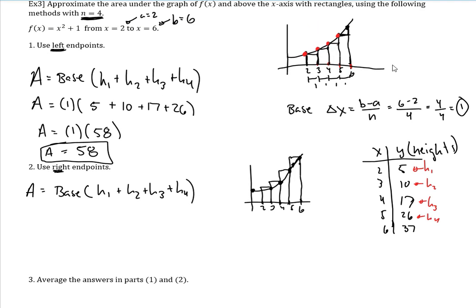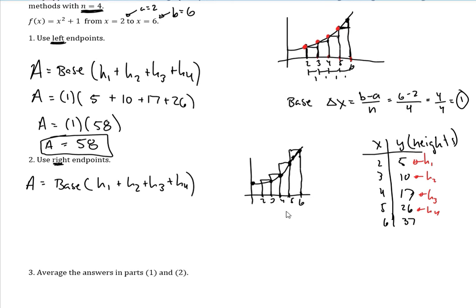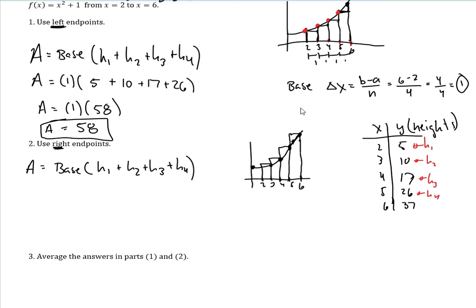Our first one, none of the rectangles went above the curve, so this is an underestimate. Okay, so this is a little short of the actual area. This answer, when we get it, will be a little bit bigger than what it should be. Okay, but let's figure this one out. So we have the base is still the same. The base is no matter what 1. So it's 1 still. Our heights are different though.